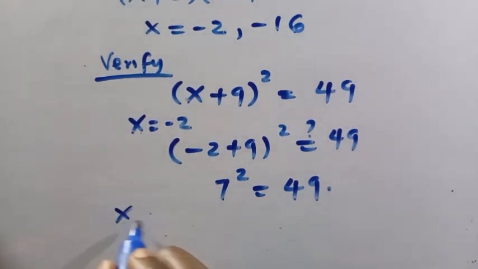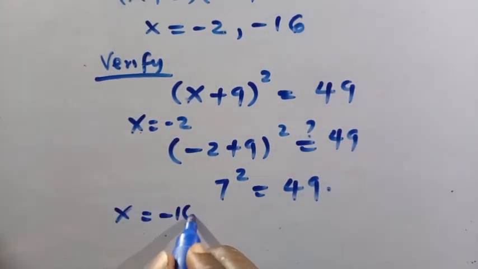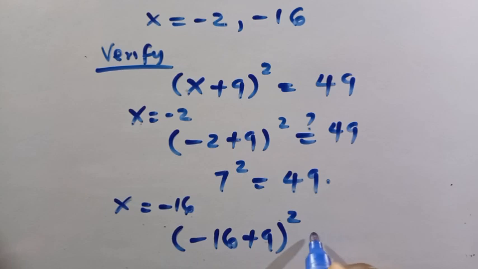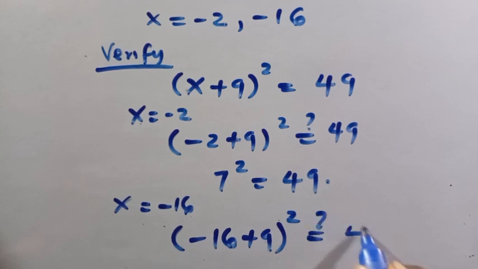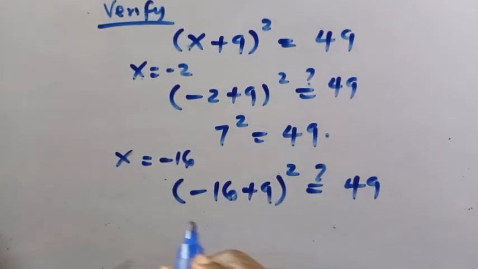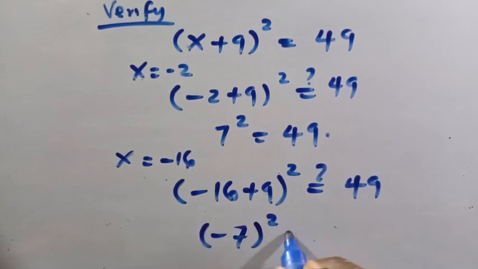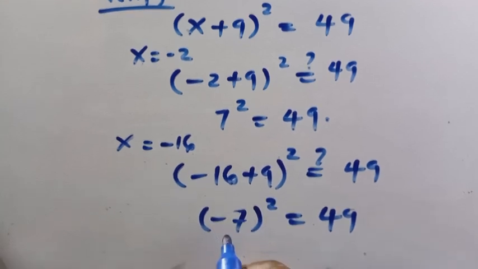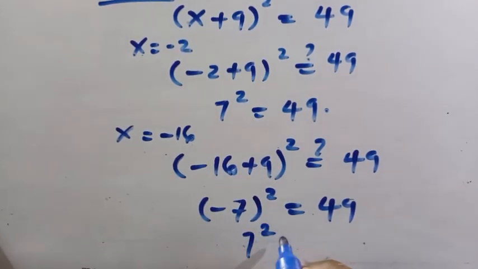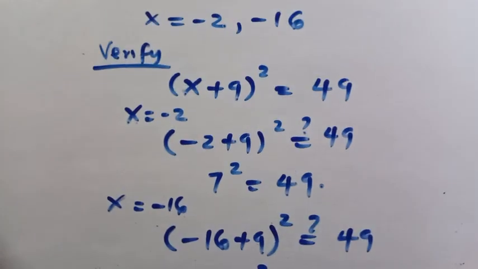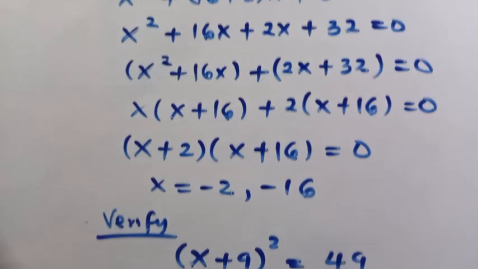And also, let's consider when x equals -16. We substitute, we have (-16 + 9)^2. I want to see if this equals 49, and this, that is -7. -7 squared also equals 49, because the square will negate this negative, and we have it as 7 squared equals 49. So this is how we can solve this problem using 3 different methods, and we also check.